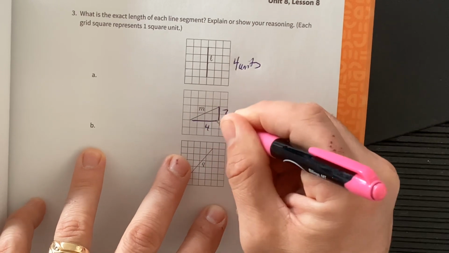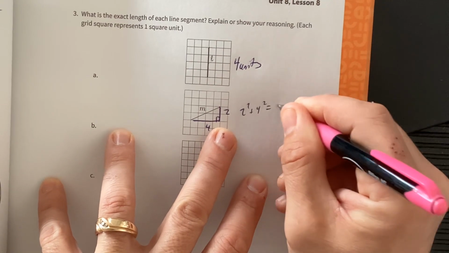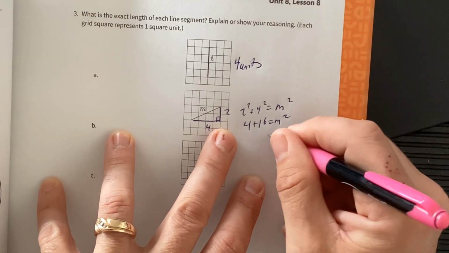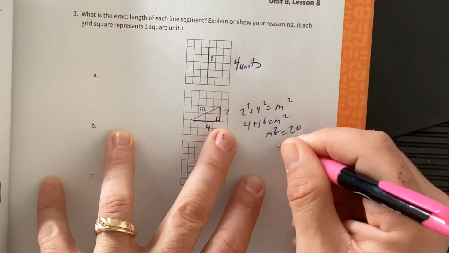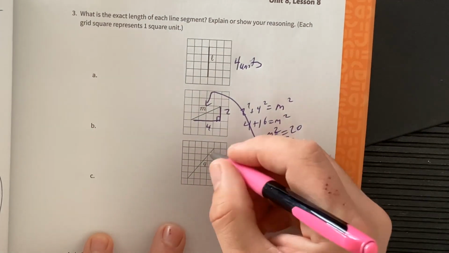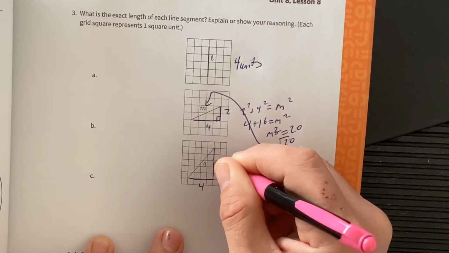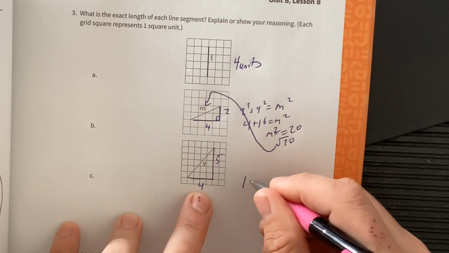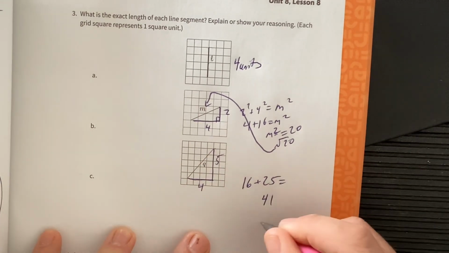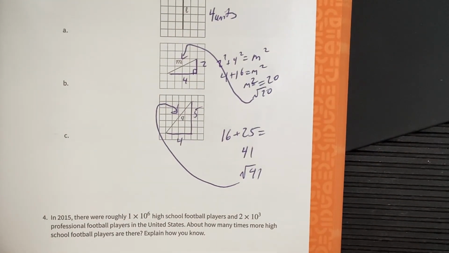b, 2, 4. What is the hypotenuse? Well, a squared plus b squared equals c squared. 4 plus 16, 20. Again, that's m squared, so square root of 20 would be m. c, 4, 5, so 4 squared, 5 squared, that would be 41. So square root of 41. a squared plus b squared equals c squared.